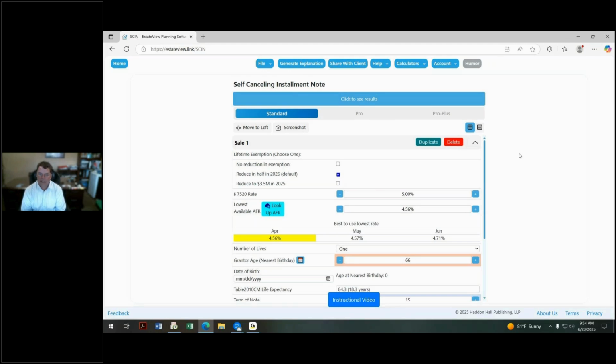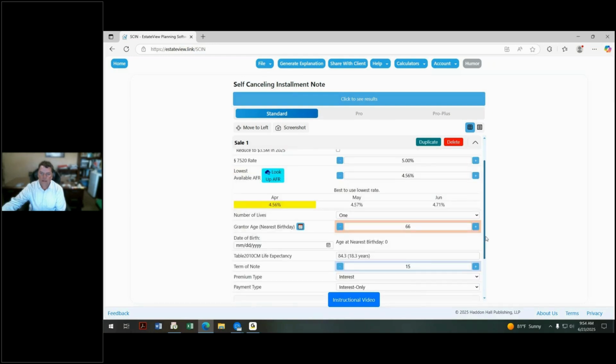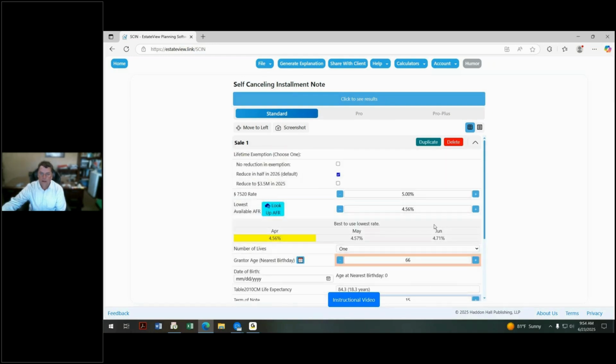With respect to the 75/20 rate, that is a rate that is published by the IRS. You use the applicable 75/20 rate for the month that you're in. And for this month, if we're going to do the transaction in June, the 75/20 rate is 5%. Now, the AFR that we have is 4.56.